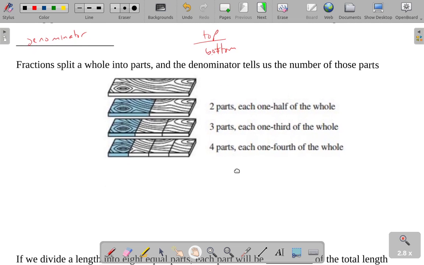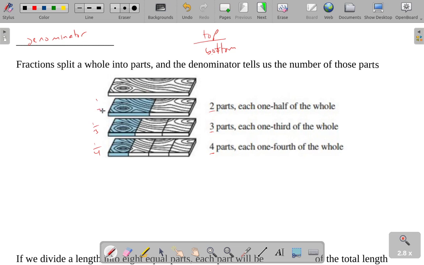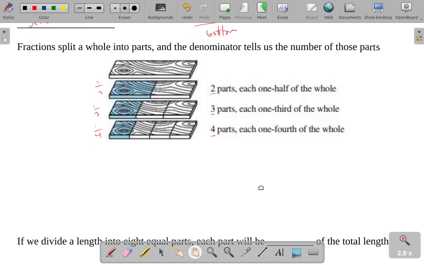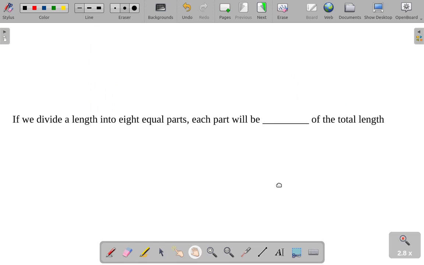When we're talking about the fraction, you can see it says the fraction splits a whole into parts. The denominator tells us the number of those parts. So if we take a board and we cut it into 2 equal parts, then each of those are halves. If we cut it into 3 equal parts, each of those are thirds. If we cut it into 4 equal parts, each of those are fourths. This 4, 3, 2 is referring to the bottom part of the fraction. So this would be 1/4 of the total board, this would be 1/3, this would be 1/2 of the total board. So that's what the bottom part of the fraction is referring to.